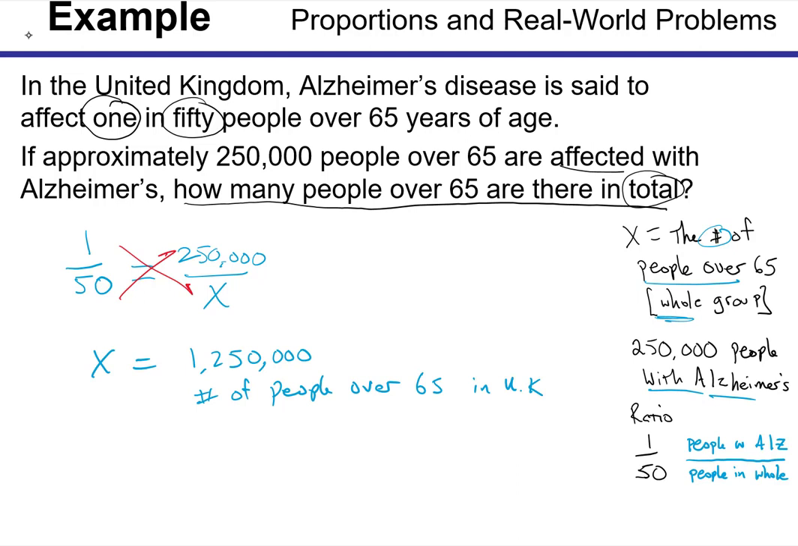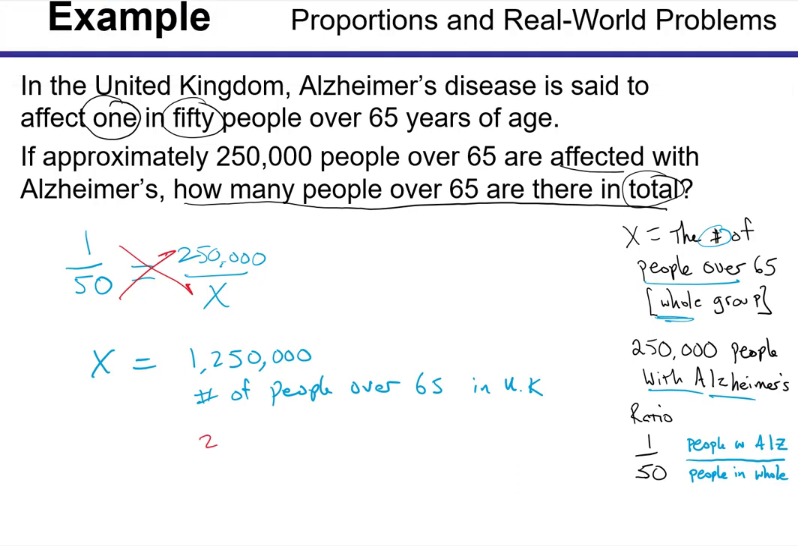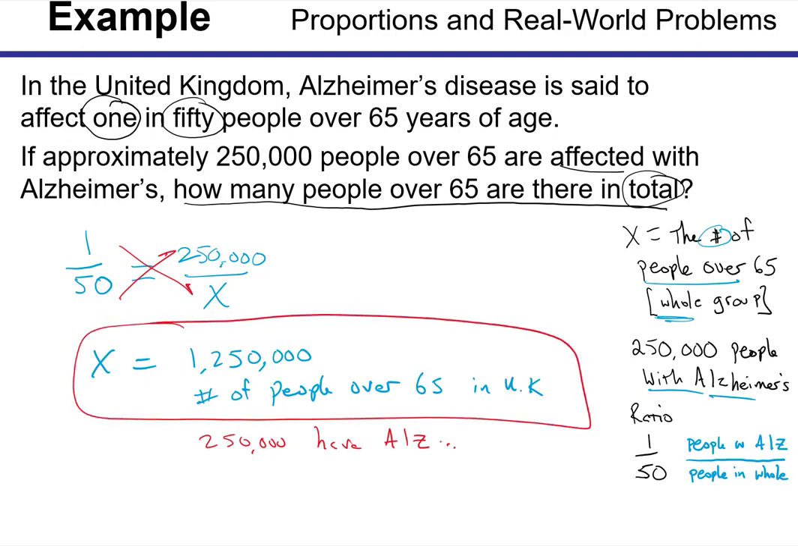Out of that 12 million something, we know that some of them are sick. The 250,000 have Alzheimer's. There we go. There is the solution to that problem right there. Keep practicing with these. Study hard.